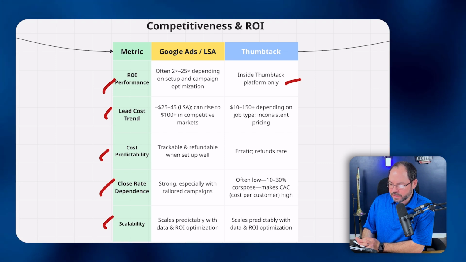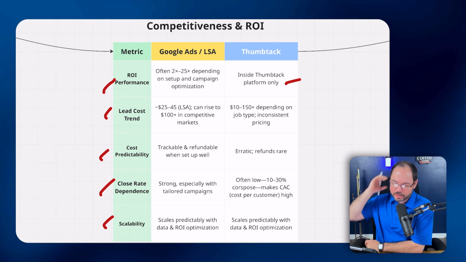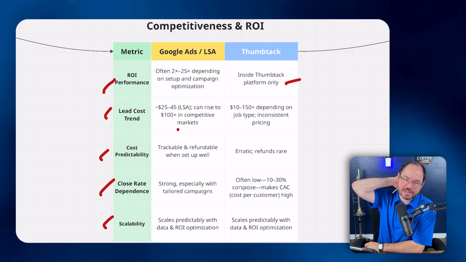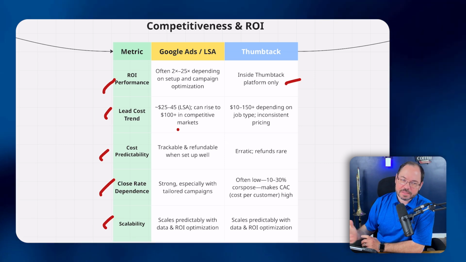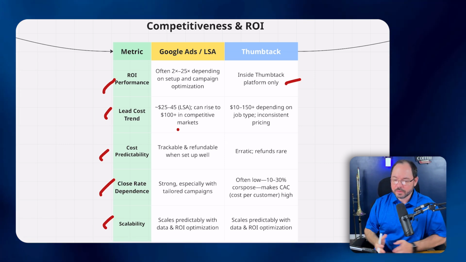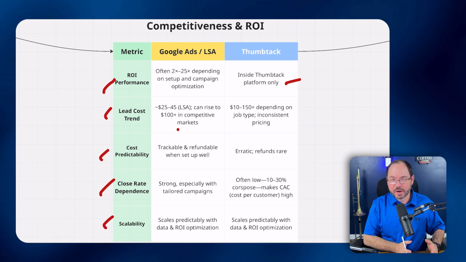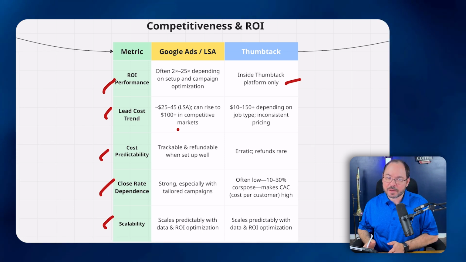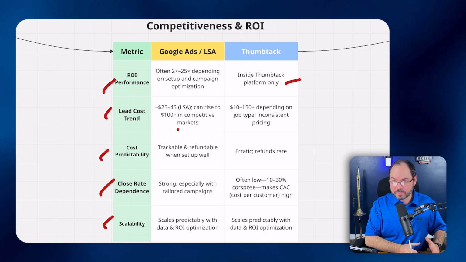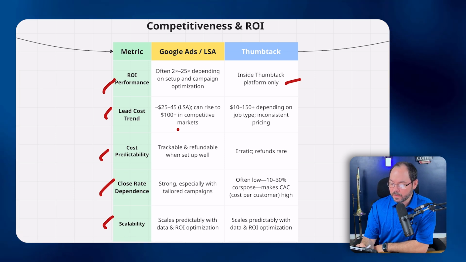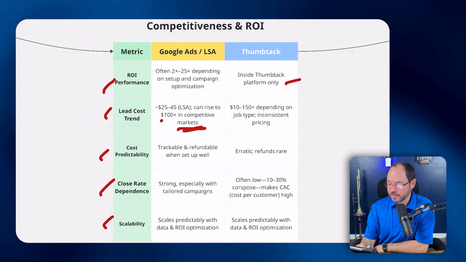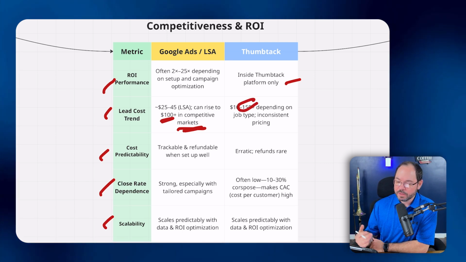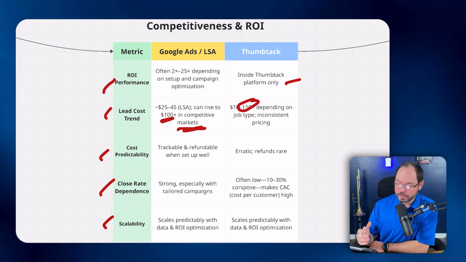Next, lead cost trend. So when it comes to lead cost for Thumbtack, it's about the same, to be honest with you. But once again, it's shared. Pricing's inconsistent. Thumbtack controls the pricing. The market controls the pricing for Google, right? So Thumbtack can control it here. The market controls Google. So that's the difference between the two. So once again, even in competitive markets, the pricing here is about the same as it is here, right? So you have to keep that in mind when you're looking at lead costs.